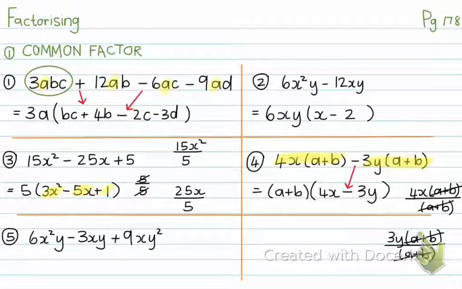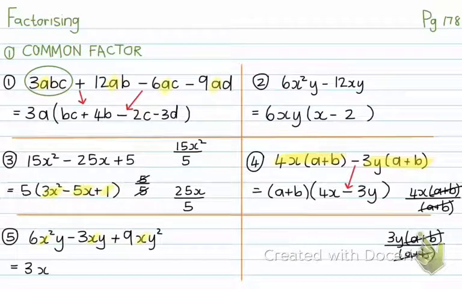Last example here, question number 5. I have three terms in the expression when I start, and now I have to take out the highest common factor. Between 6, 3, and 9, the highest common factor that I can take out is 3. Can I take out an x? Yes, there's an x, x, and another x. But the highest x that I can take out is x to the power of 1. I can't take out x to the power of 2 because in the second and third term, I don't have an x to the power of 2, all right?